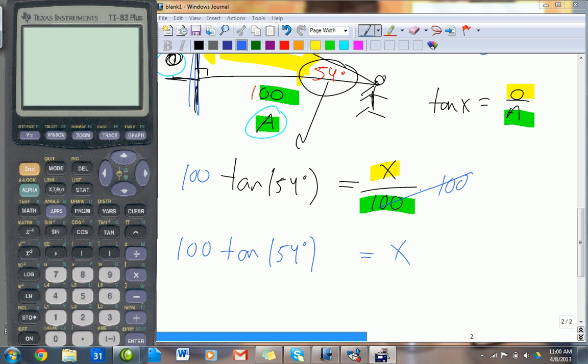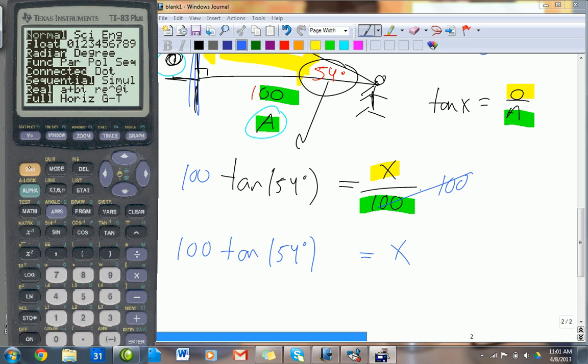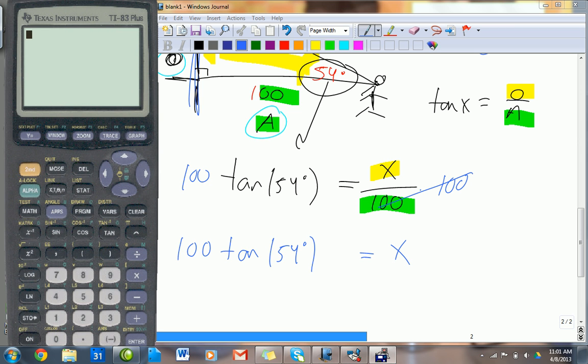Now I'm going to turn to my calculator, turn it on. The first thing I want you to do is make sure you're in the right mode. So I'm going to press this mode button, right next to the second yellow button, and I want you to make sure you're in degree mode. If you're not in degree mode, use the arrows to go down to degree, press enter. There are two ways to measure angles, degrees and radians. We're in 54 degrees, so we want to be in degrees. Once that's highlighted, press enter, and then we can quit that menu.